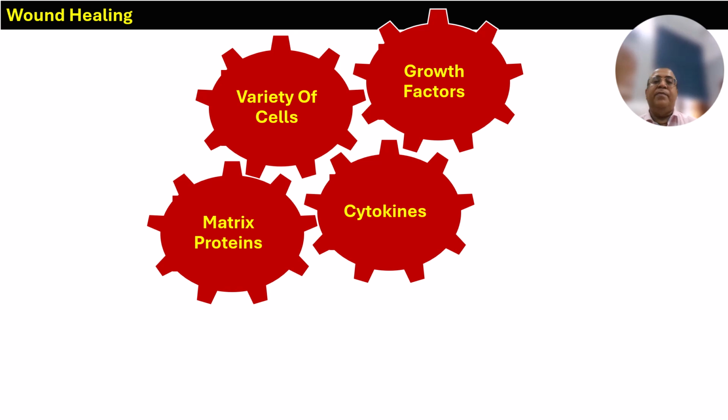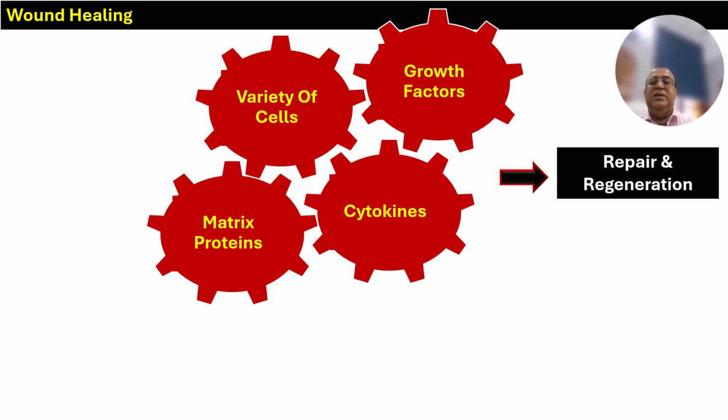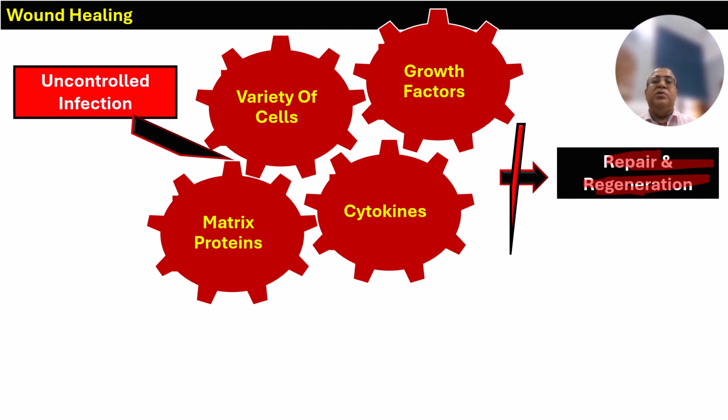Wound healing involves both repair and regeneration. They involve a complex interplay between a variety of cells, growth factors, cytokines, and many matrix proteins. These matrix proteins are produced in the extracellular matrix. And all these lead to either repair or regeneration. There is no rate limiting step in this process except uncontrolled infection that stops the process and leads to improper or impaired wound healing.